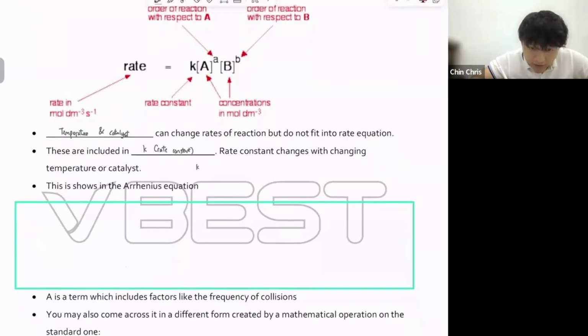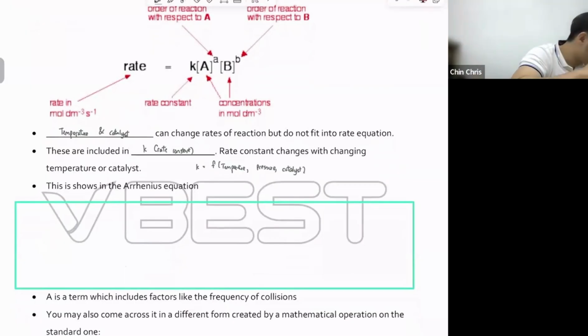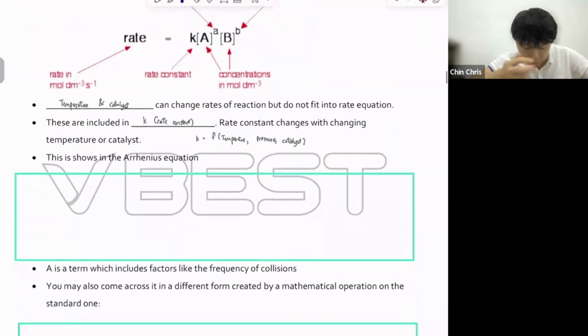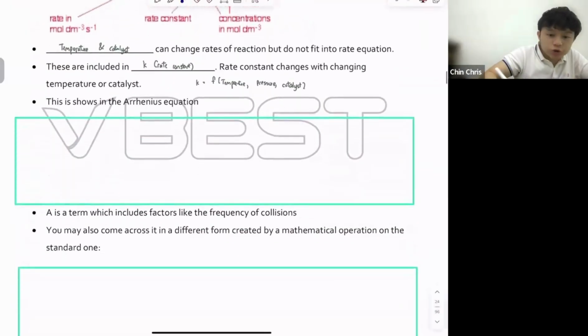So your k is a function of temperature. It's a function of pressure. It's also a function of catalyst. This is shown in your Arrhenius equation, guys.